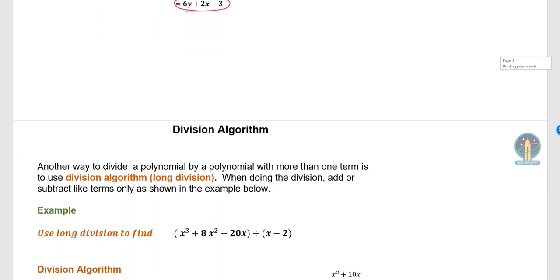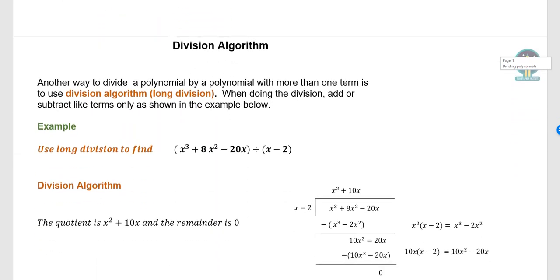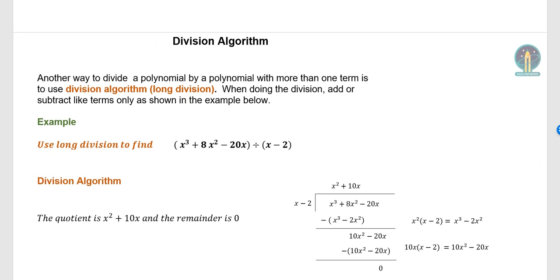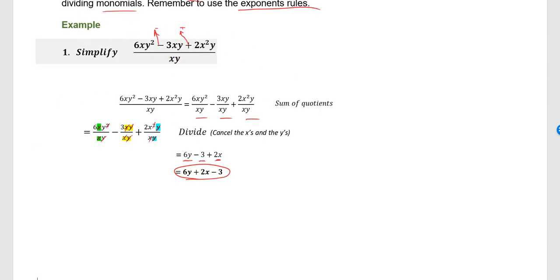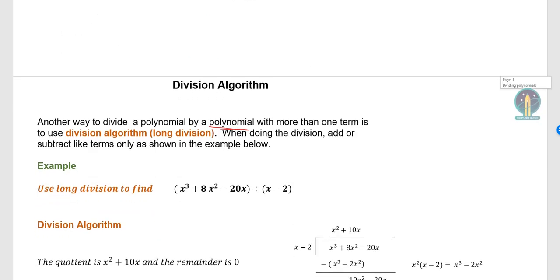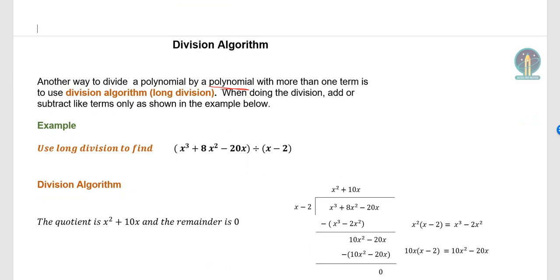Let's look at a division algorithm for dividing a polynomial by another polynomial, right? In the previous example, we looked at dividing a polynomial by a monomial, a single term. So xy here was a monomial. But what if we have a polynomial now in the denominator? Another way to divide a polynomial by a polynomial with more than one term is to use the division algorithm, aka long division.